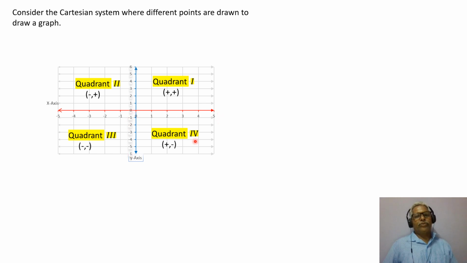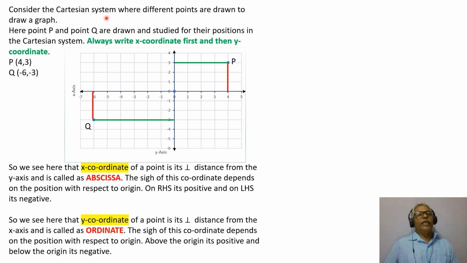And in this quadrant 4, x is plus and y is minus. Okay, so plus minus. Now consider a Cartesian system where different points are drawn to draw a graph. We will see how a point is located, how a point is drawn, and we generally join these points to draw a graph.